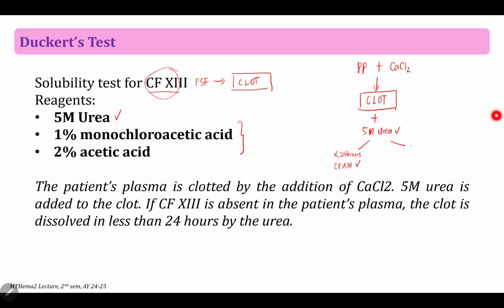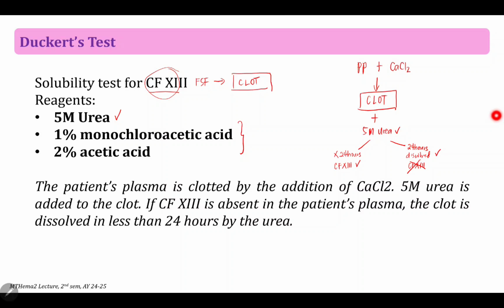But after 24 hours, your clot has dissolved completely, so na-dissolve. That means to say that your factor 13 is not present or absent or pwedeng deficient siya. Okay? Kasi hindi niya na-stabilize ang ating clot and therefore it was easily dissolved by your addition of the reagent.